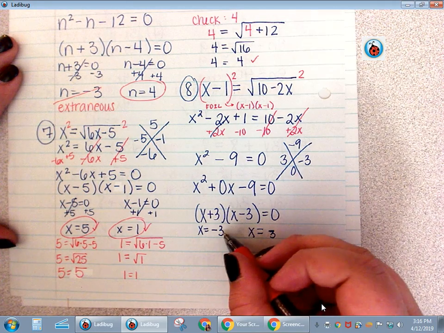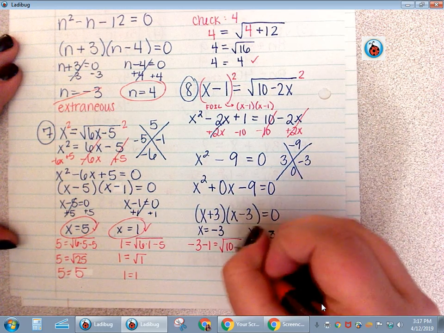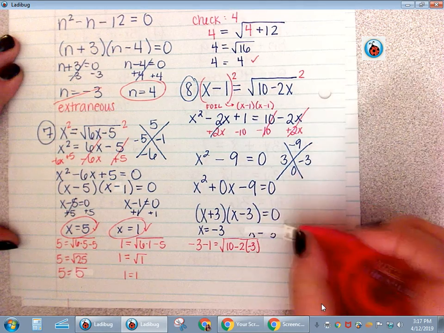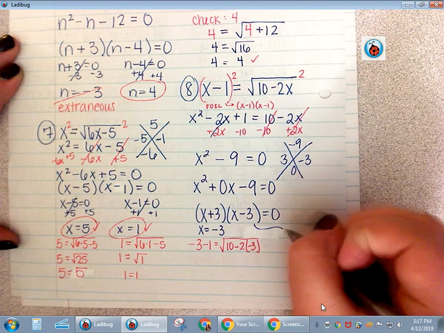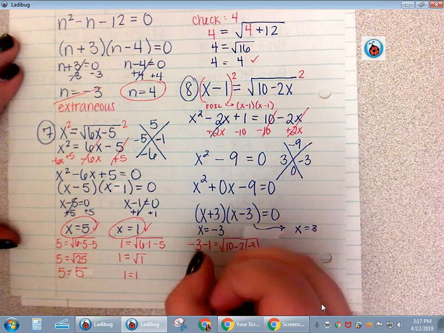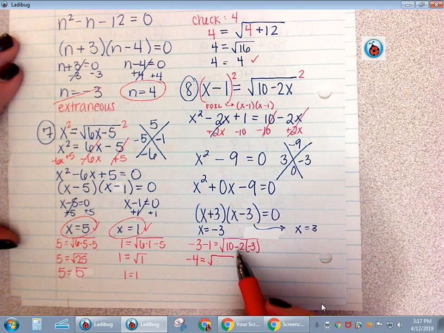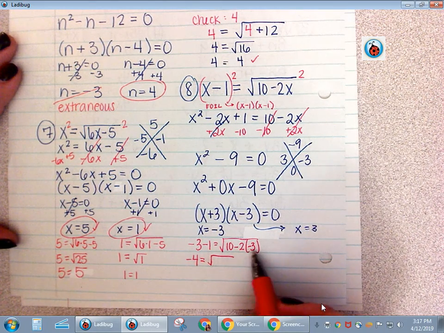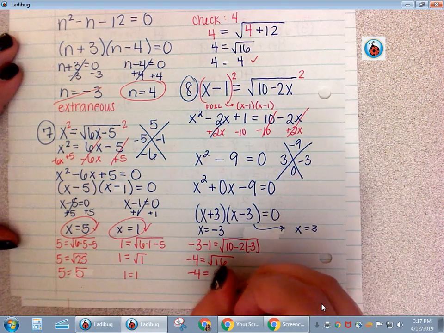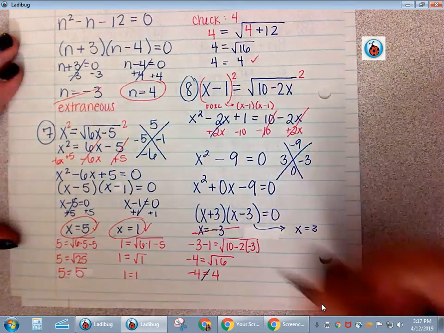So if we check this guy, we would have had negative 3 minus 1 equals the square root of 10 minus 2x. All right. So on my left, I've got negative 4. On my right, let's see. The square root of 10 minus 2 times negative 3. 2 times 3 is 6. Minus a negative is plus. So this is the square root of 16. And the square root of 16 is 4. So this is not true. So this is not a solution. That was extra.